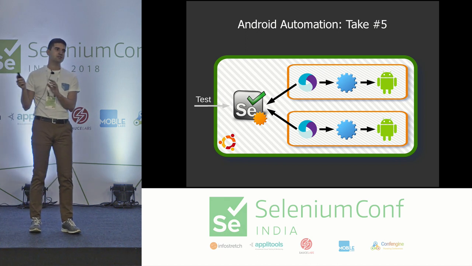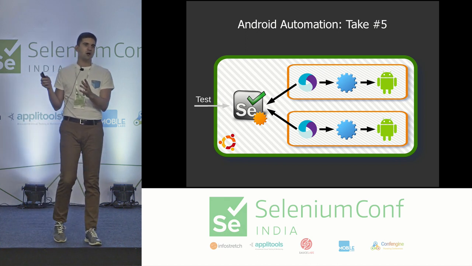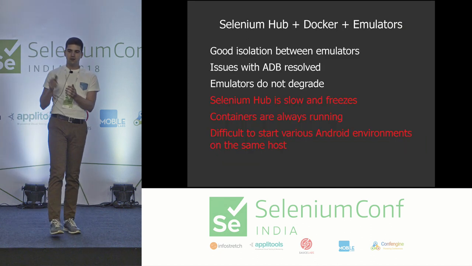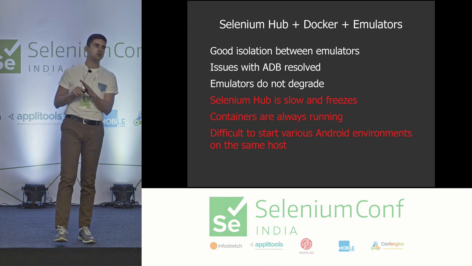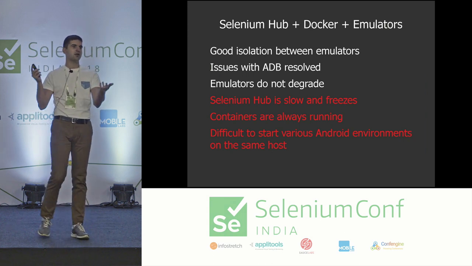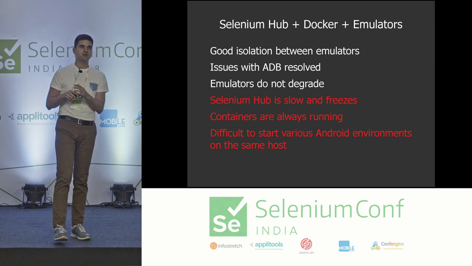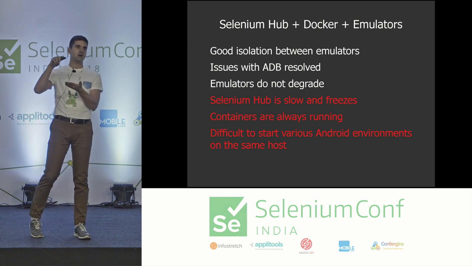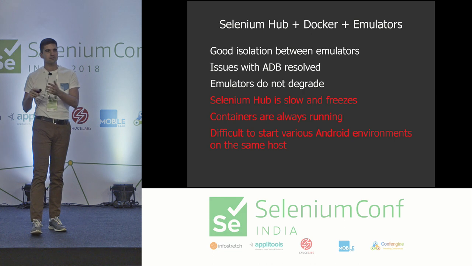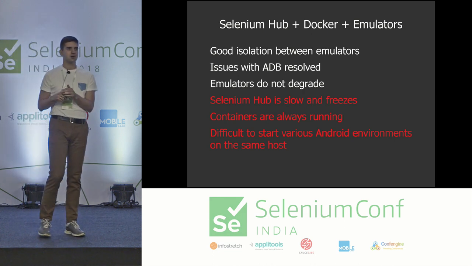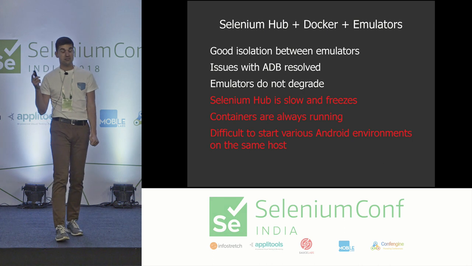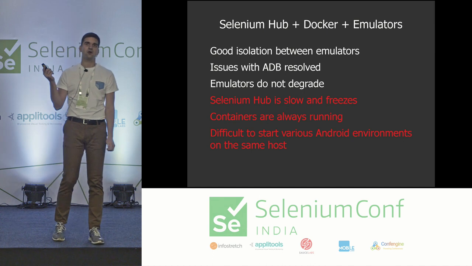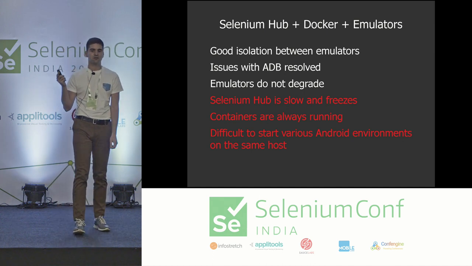So what you are seeing right now is the first possible architecture proven to work under high load. It already provides good isolation between emulators, Docker containers. All the issues with ADB freezes are now resolved, and the overall count of the emulators remains constant. But it's not ideal. Selenium Hub is known to consume a lot of memory and sometimes becomes slow even with dozens of connected nodes.